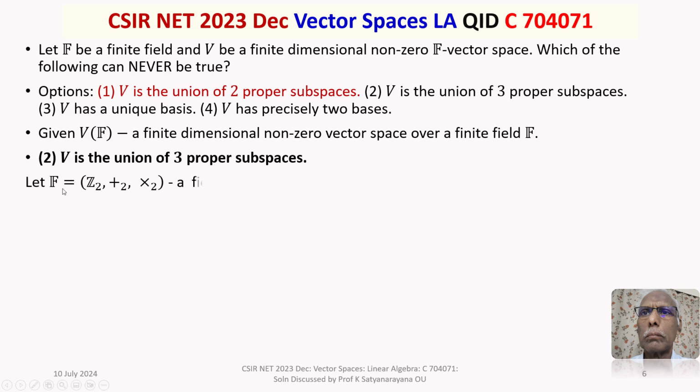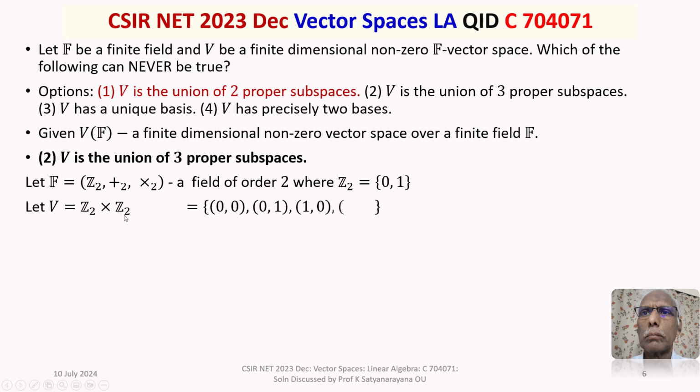Let F be the finite field containing two elements. That is, F is equal to Z2 under addition modulo 2 and multiplication modulo 2. It is a finite field of two elements, where Z2 consists of 0 and 1. Now let V be equal to Z2 cross Z2, that is the ordered pairs (0,0), (0,1), (1,0), (1,1). It is very easy to see that V equal to Z2 cross Z2 is a vector space over the field F of dimension 2.